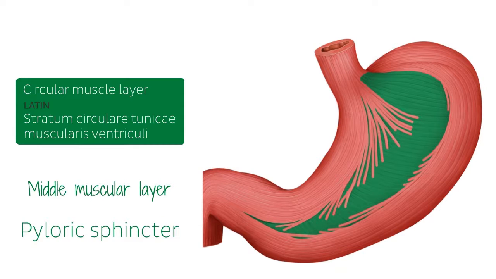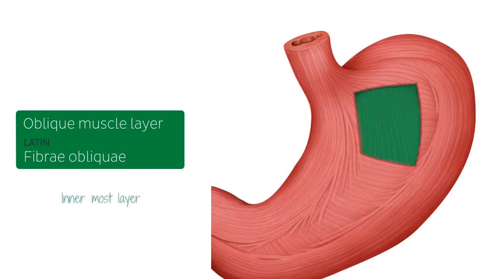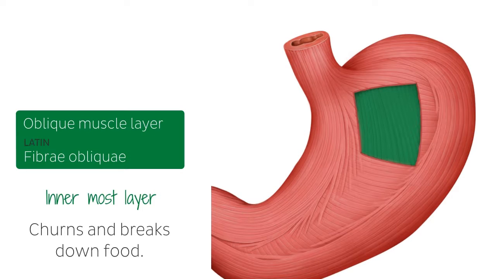The oblique layer of muscle fibres of the stomach is the innermost layer of the muscular layer and is responsible for creating the motion that churns and breaks down food in the stomach. It performs more forceful contractions at the fundus of the stomach. In this image, we can see the oblique layer highlighted in green.